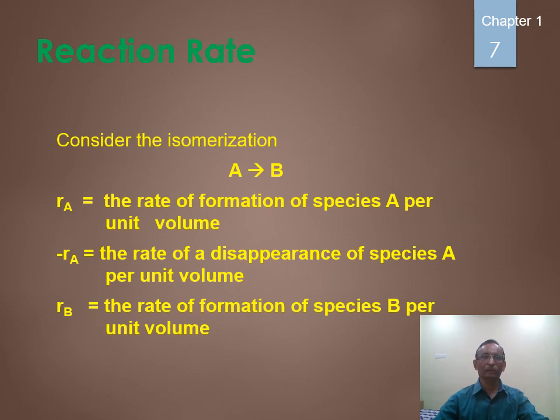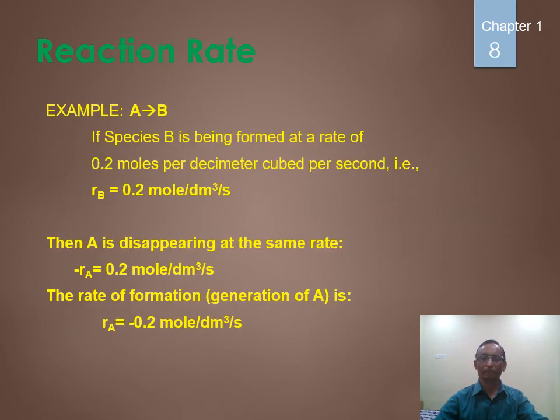I think you understand the meaning of that particular reaction rate, how you are going to mention it. Formation means plus, disappearance means minus. By way of the symbol, you can very easily identify whether a particular species is disappearing or is going to form or be generated. Reaction rate, this one simple example is given.